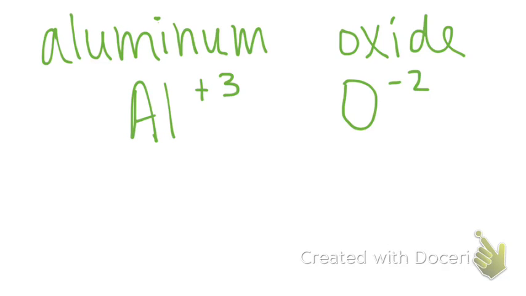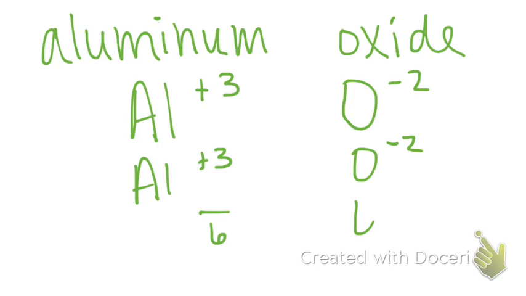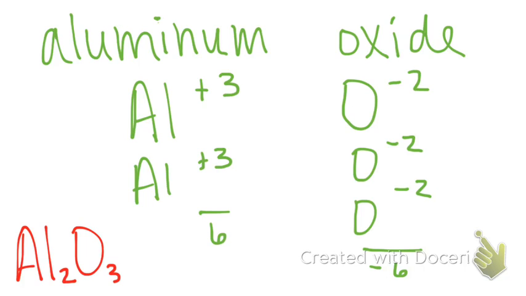What's the least common multiple of these two numbers? 6. Is that what you're going to say, Christian? Okay, so if I want to get this to +6, I need 2 aluminums. That would be a total of 6. And then how many oxides do I need? I need 3 of them. And that would give me a total of -6 charges, right? So when I put my final product together, it would be Al2O3, because I needed 3 of these oxides to cancel out the charges put forth by 2 aluminums.